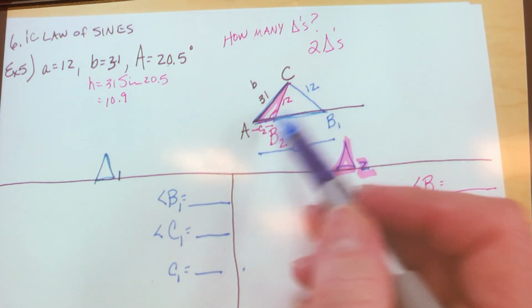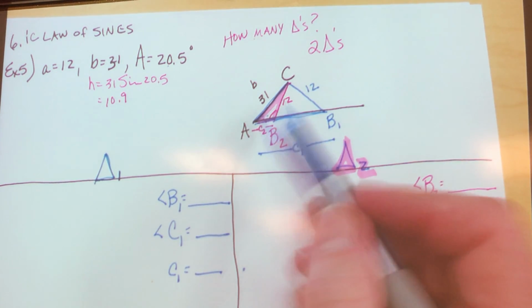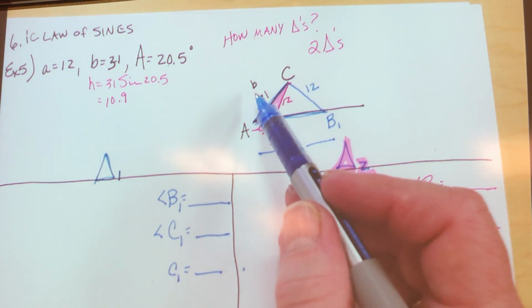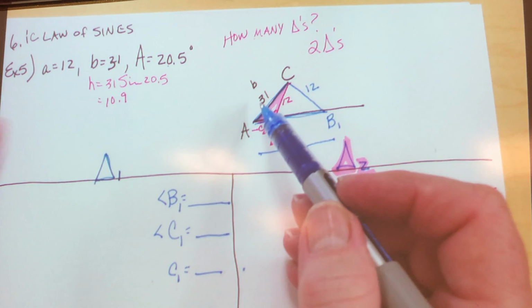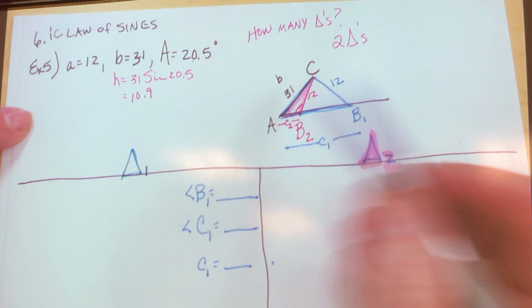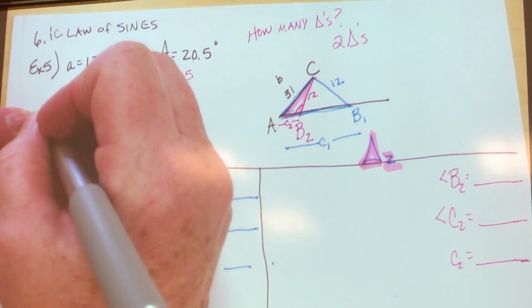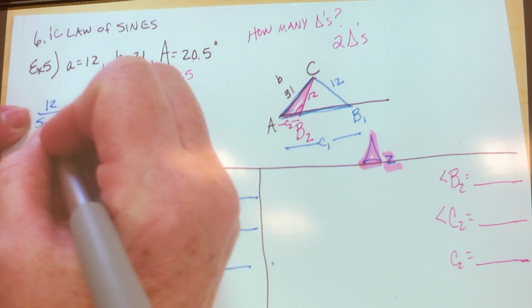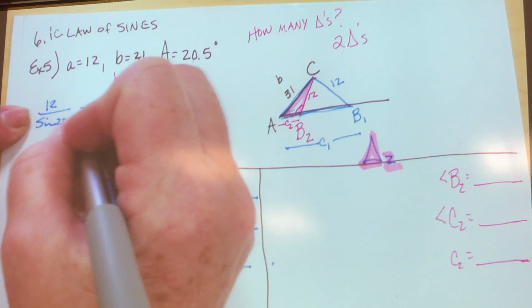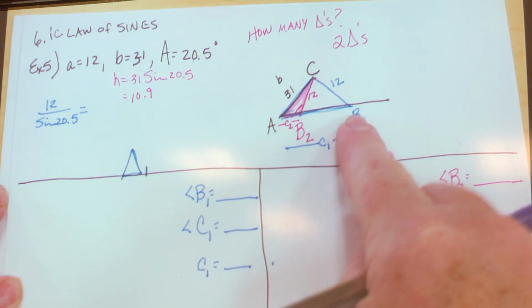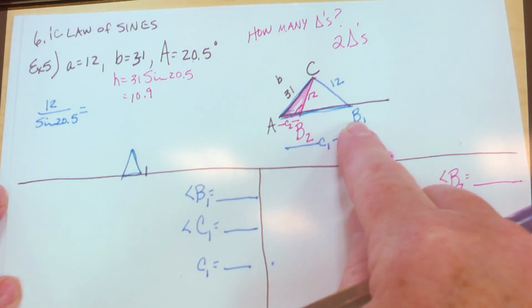So that angle's 20.5. So there's my pair. Okay, I'm looking at the big blue triangle. There's my pair, and there's the other side that I know. So my proportion is going to look like this. 12 is to the sine of 20.5 as 31 is to the sine of B sub 1. Are you with me?